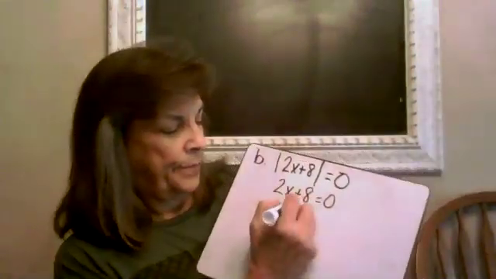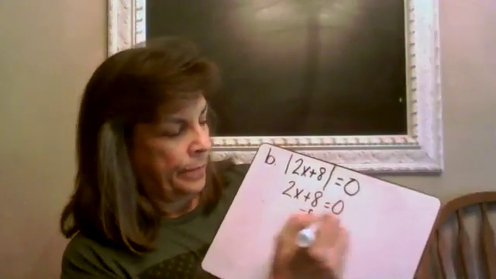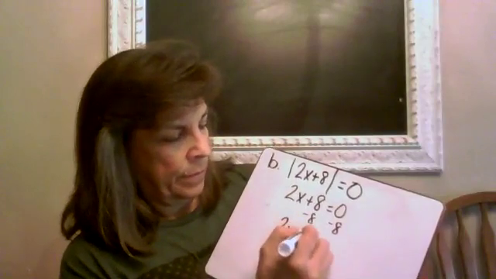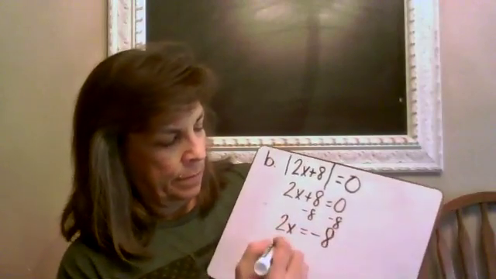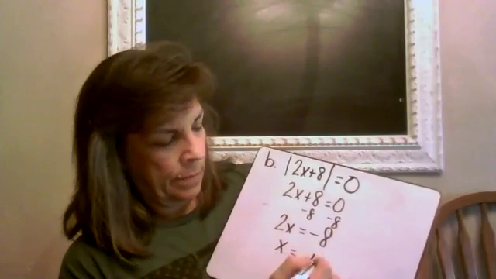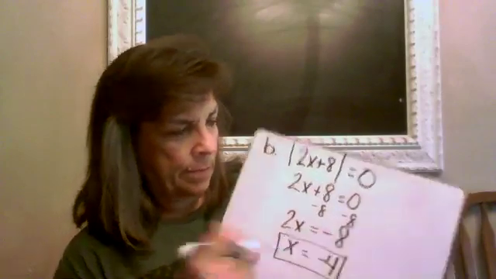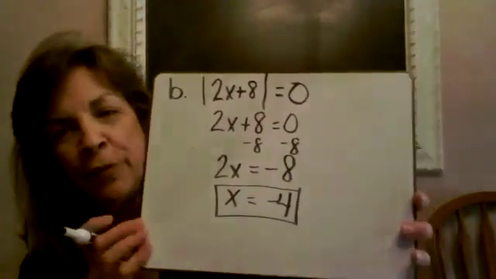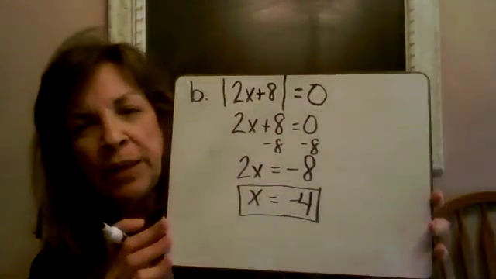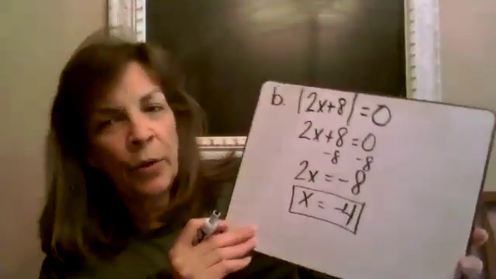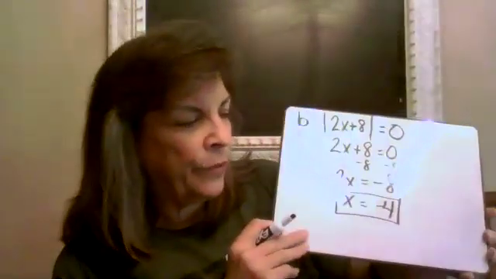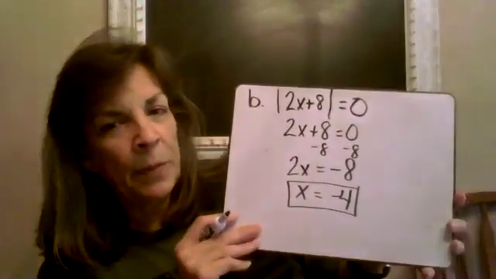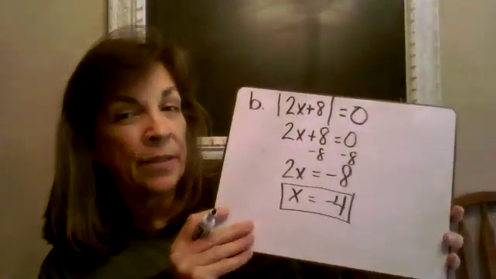Let's solve. There we go. X is negative 4. Okay, that's practice B. So start with lesson 115. You've got practice B and you've got an example. So I will stop this and I'll send you practice C and D.